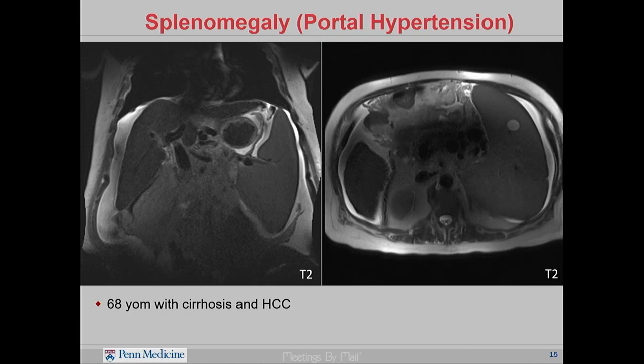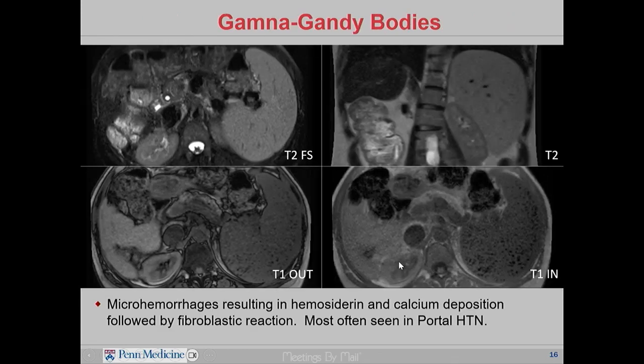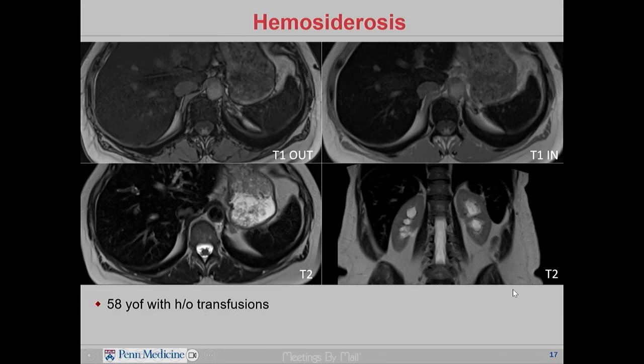This is splenomegaly and portal hypertension. You got a cirrhotic liver, ascites, and an enlarged spleen. Gamna-Gandy bodies are due to microhemorrhages, which result in hemosiderin and calcium deposition, followed by fibroblastic reaction. And typically, you're going to see them in portal hypertension. And again, T1 out of phase, T1 in phase, loss of signal on the in phase related to the iron content susceptibility artifact. So these are Gamna-Gandy bodies.